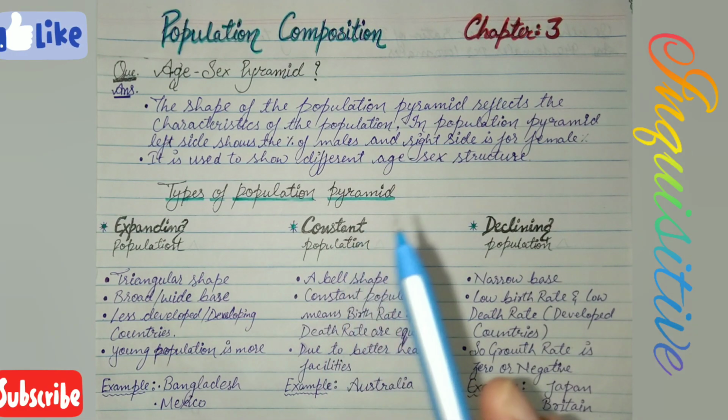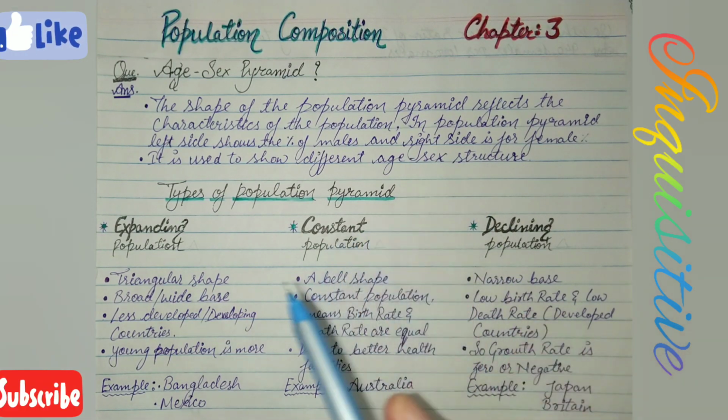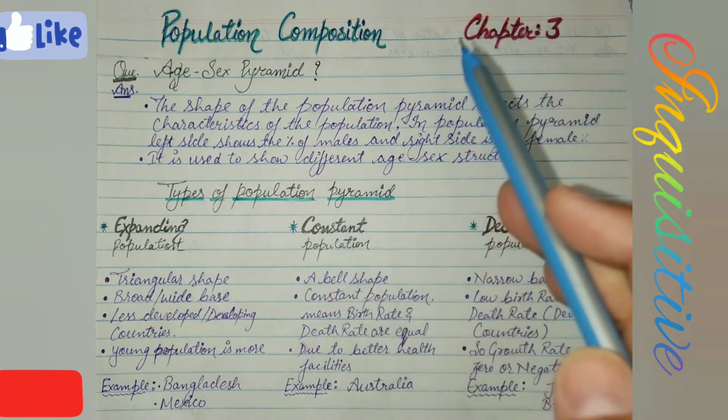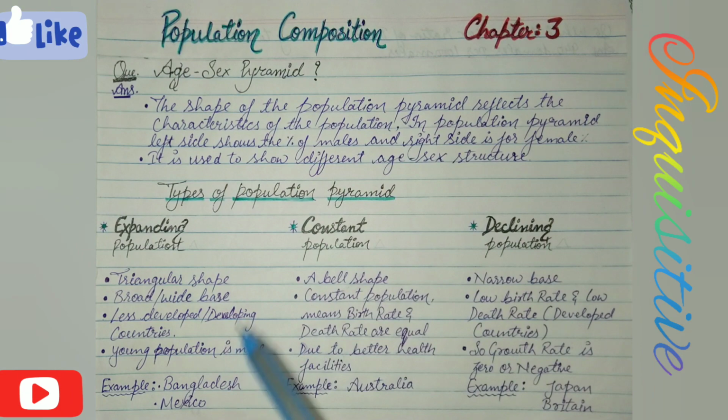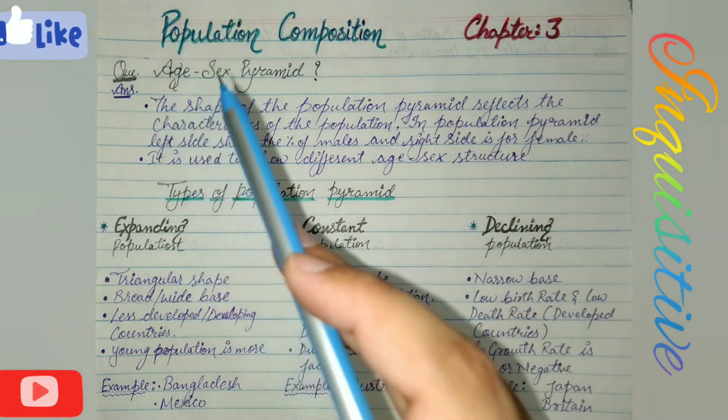In this video, you will be learning the last most important question of chapter 3 of your geography, that is population composition. Let's start this video. Our today's topic is age-sex pyramid.